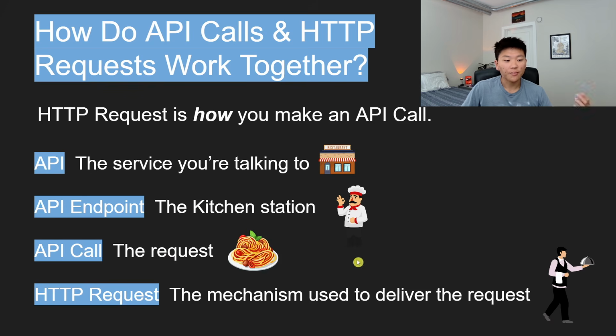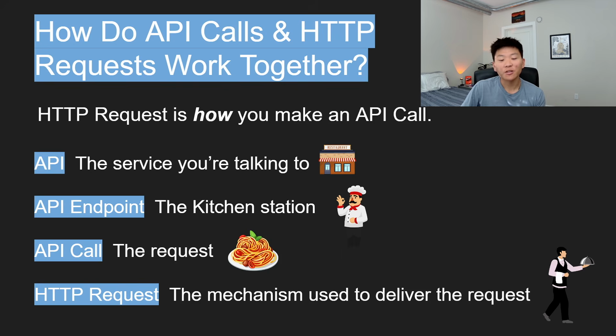from the API. And then finally, we have the HTTP request, which, like we said, is pretty much just the mechanism that's being used to deliver the request. So in this analogy, it's going to be a waiter who's going to take your order, bring it to the kitchen staff, and then when they bring the dish, the waiter is going to bring back that food to you, bring back that information that you were looking for. So hopefully that was simple enough. API call is the concept, HTTP request is the tool.